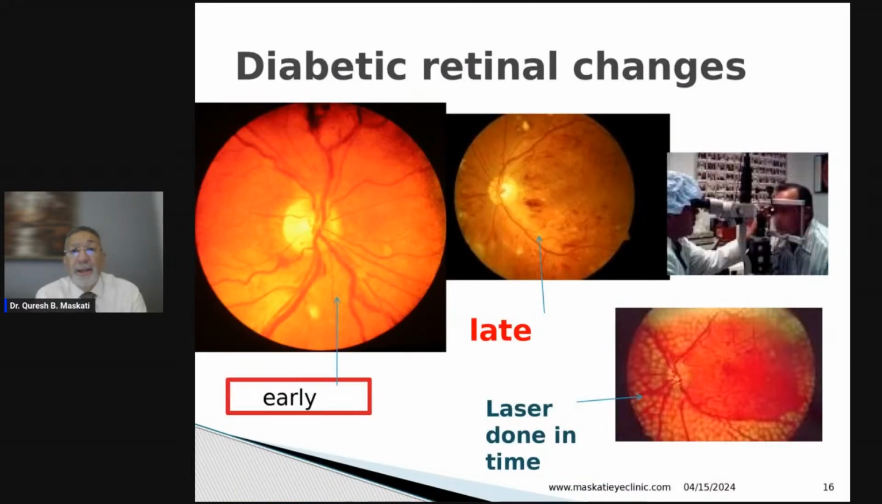So to summarize, these are the early changes of diabetes, that is the non-proliferative diabetic retinopathy, with a few hemorrhages, few exudates. In the late phase, again, more exudates and more hemorrhages. And this is where laser helps. Laser doesn't help once proliferation occurs.